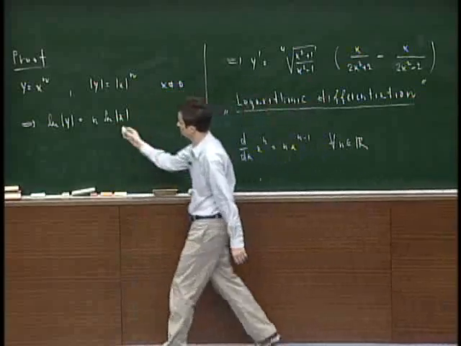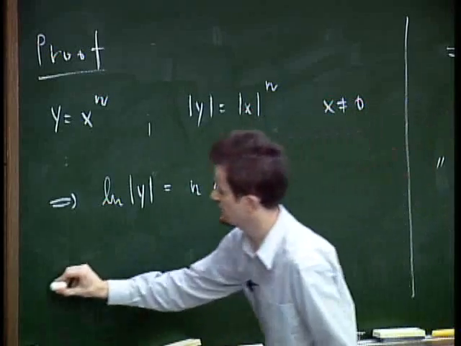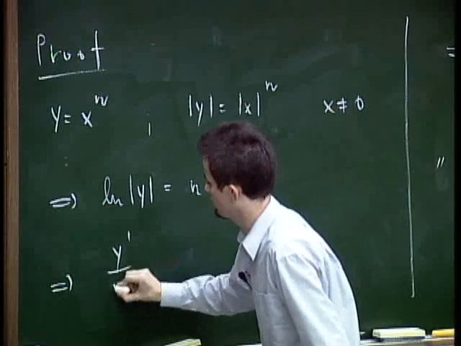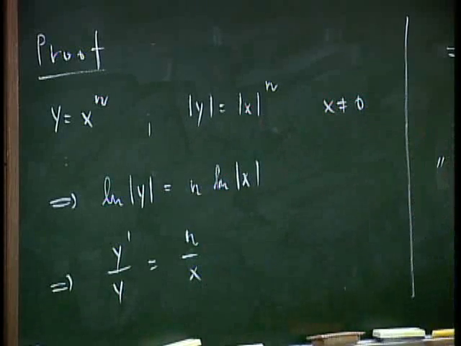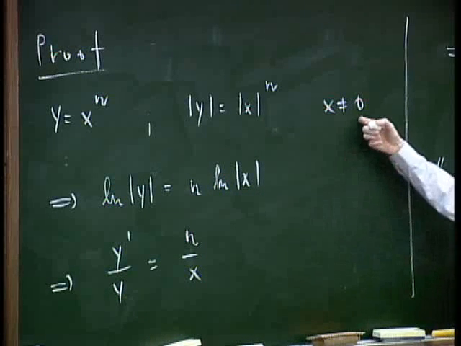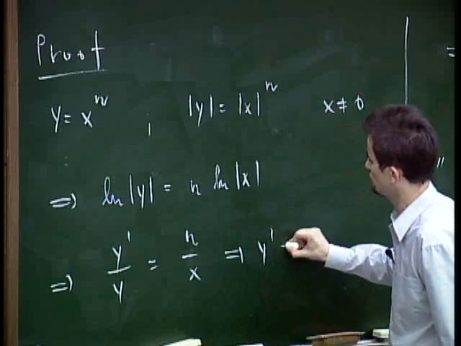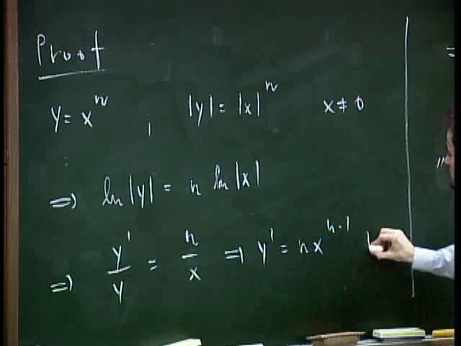Now we take the derivative on both sides using the method of implicit differentiation. So you see that for the left-hand side, you have the derivative of y over y is equal to n over x. We saw that the derivative of ln of absolute value of x is always 1 over x if you exclude x equal to 0. And now, solving for the derivative, we see that we get the claimed result.